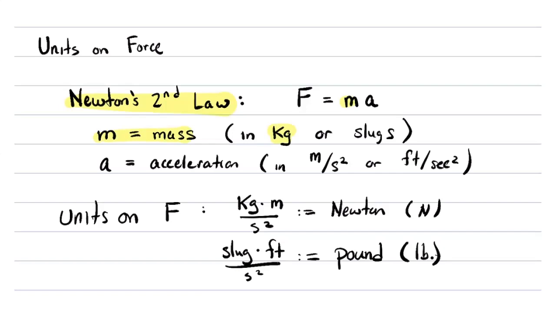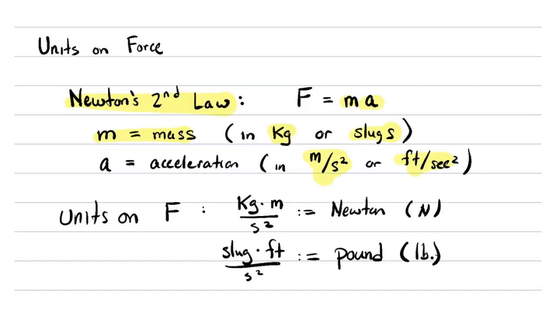In the US unit system, mass is measured in a unit that we really don't talk about in colloquial English very much. It's called slugs. And you multiply that mass by the acceleration. The acceleration in the SI system is measured in meters per second squared. In the US system, it would be measured in feet per second squared. So the product of those things is force.